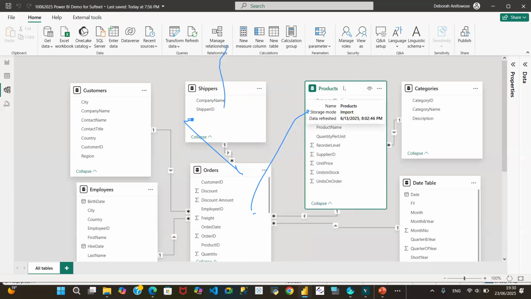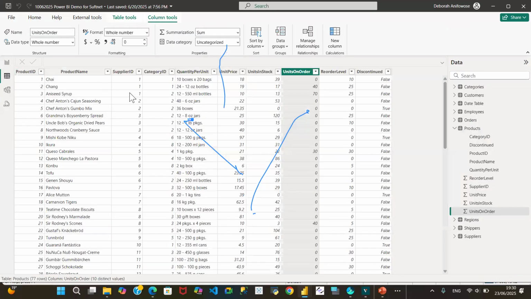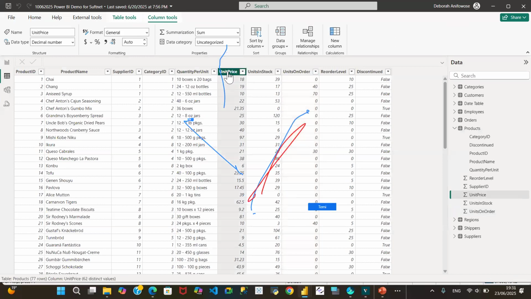Dimension. Dimension, yes. Lookup. Lookup, exactly. Because dimension and lookup are the same thing. So we get that products. You see, that's why we have to study the data well, because this is actually confusing. Well, immediately you see unit price.